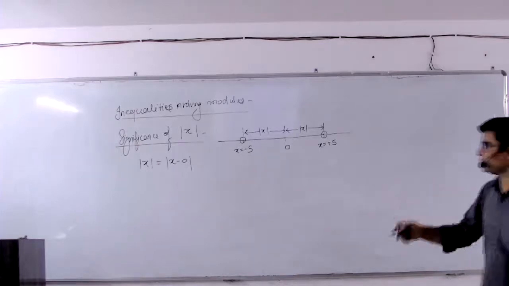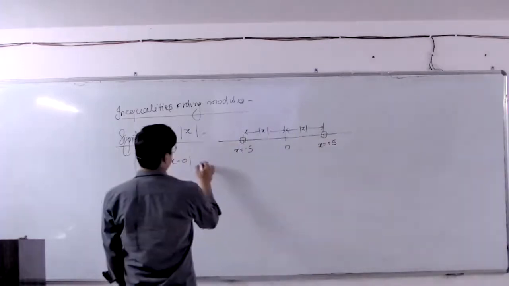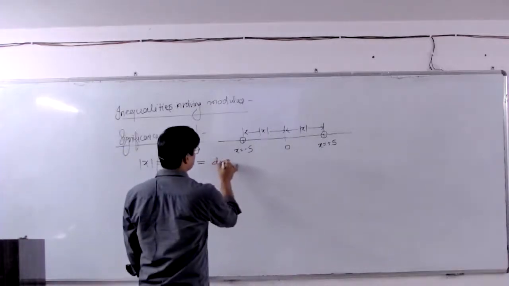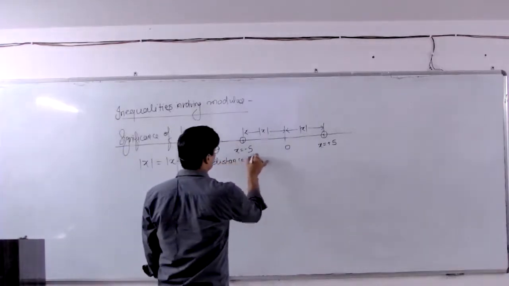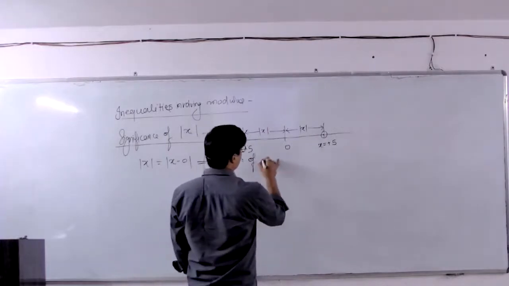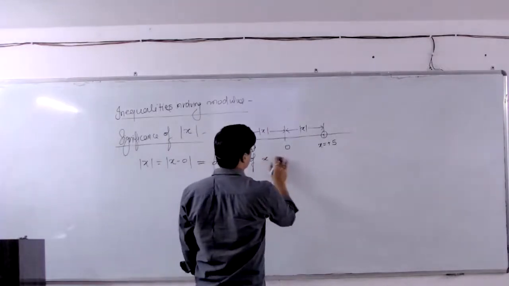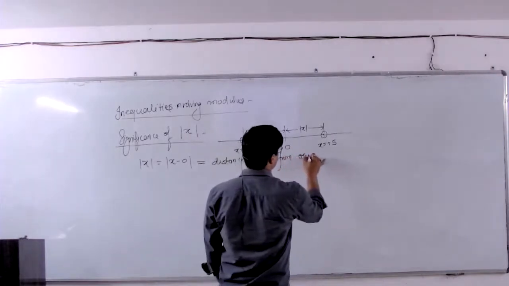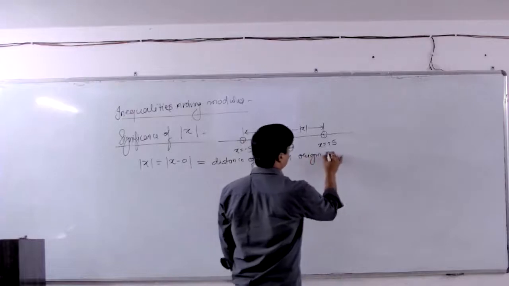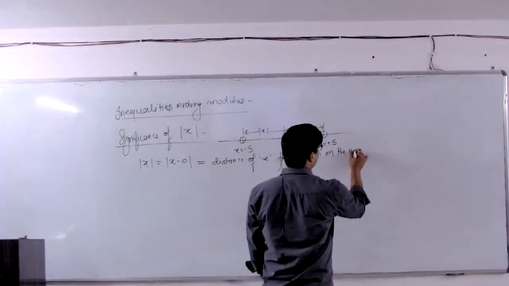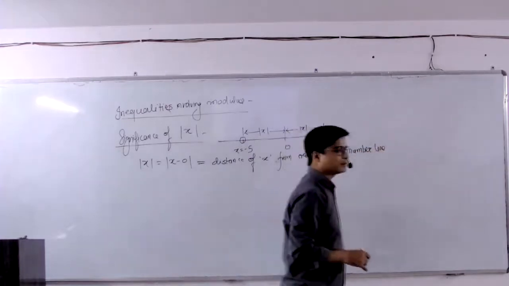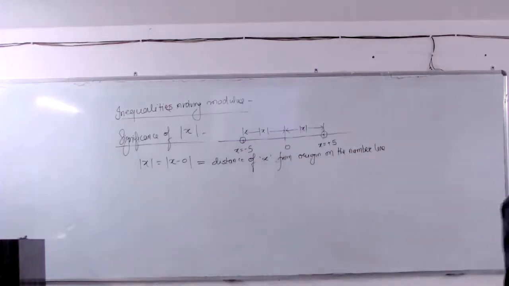So it is basically representing distance of x from origin on the number line. On the number line. Do we understand this? Very, very easy. Yes or no?